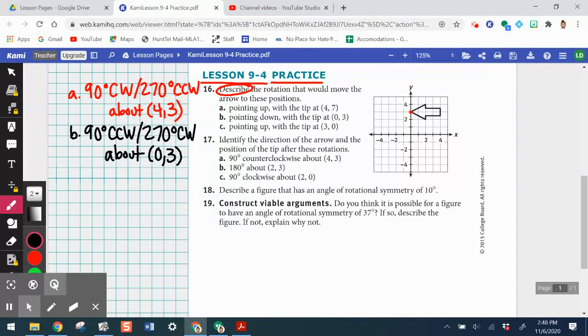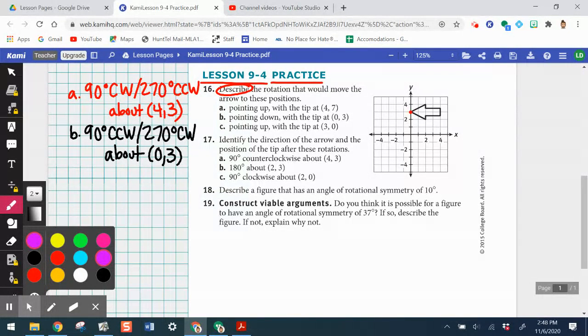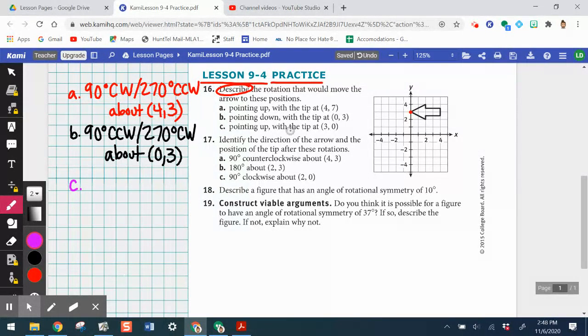So now let's examine part C. Let's use a different color here. So part C, they're asking us for it to be pointing up with the tip located at (3, 0), which would be right here. (3, 0) is located right there. So the fact that it has to be pointing up, we know if it's pointing left to be pointing up, it definitely has to go 90 degrees clockwise or potentially 270 counterclockwise.